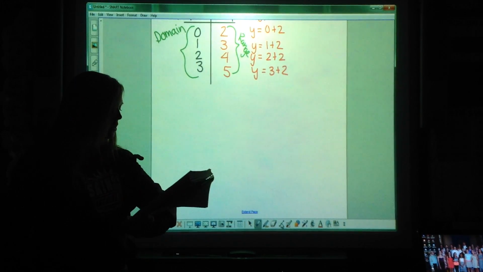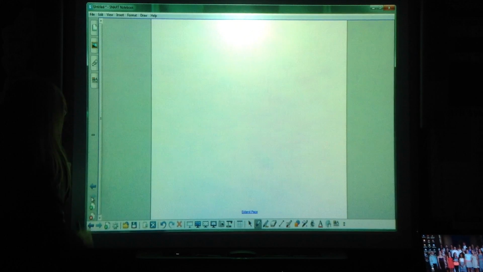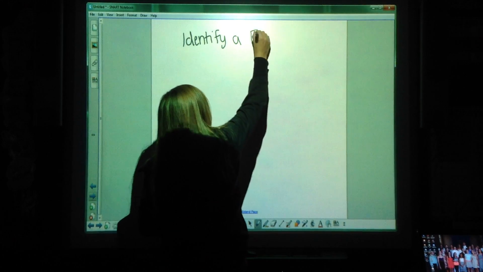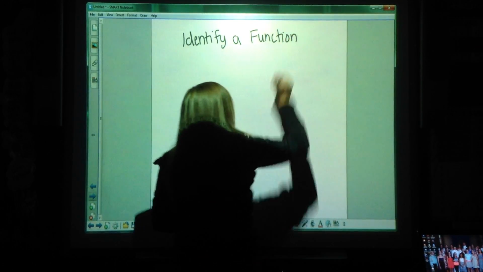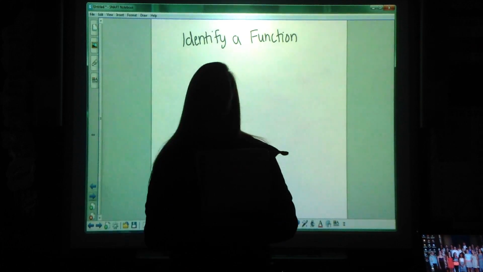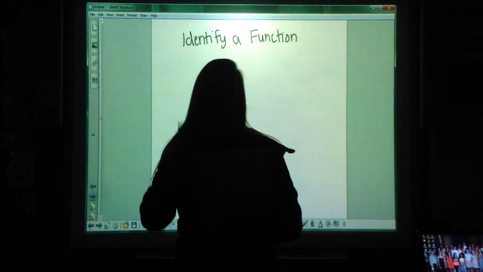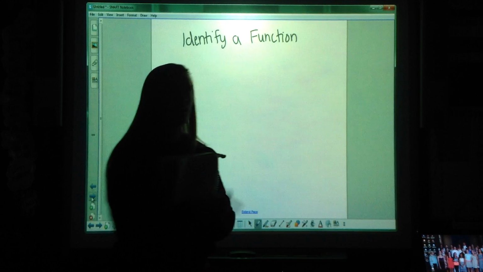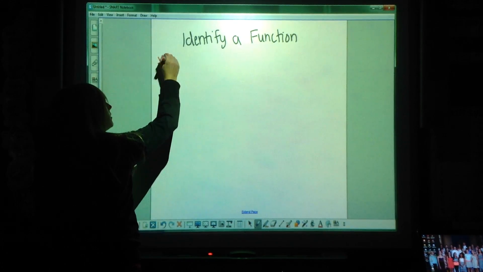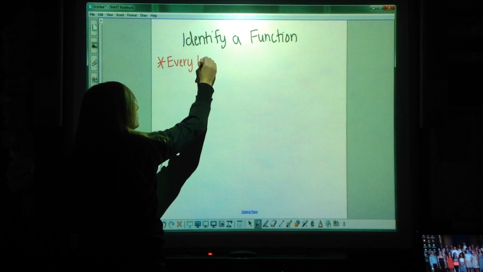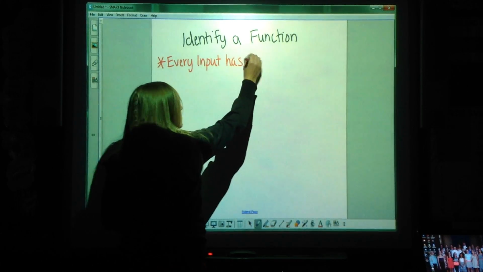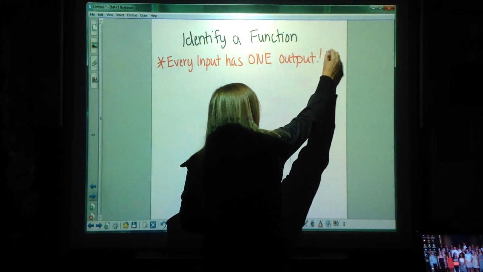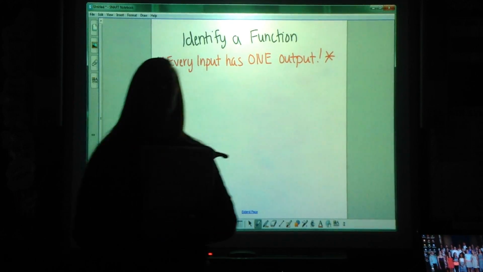Alright, the first thing you're going to have to do is identify a function. I'm going to put a new page for this. The main rule you're going to have to know here is that every input has one output. And you should highlight that, circle it. This is the main point of identifying a function. Every input has one output. Super important. That's how you're going to figure out if it's a function or not.